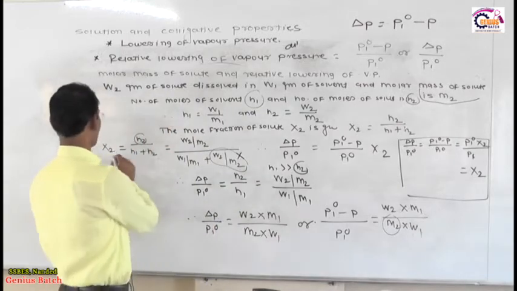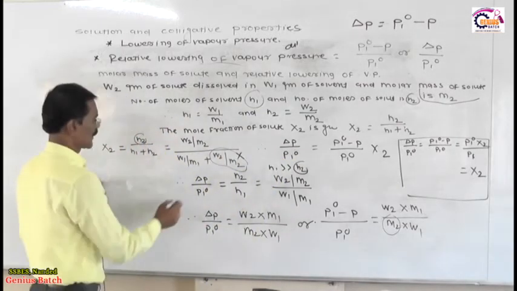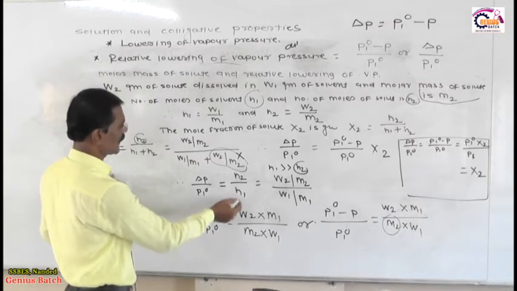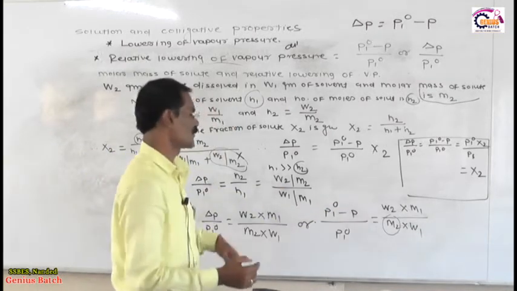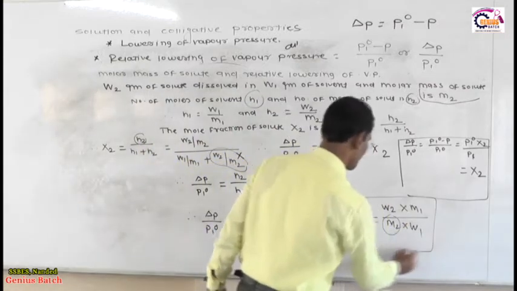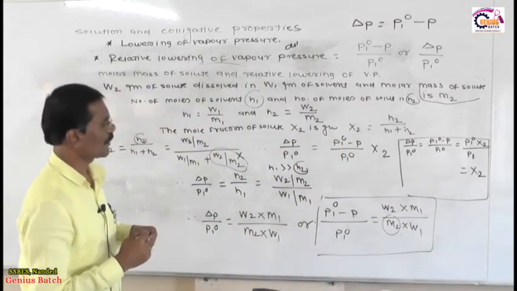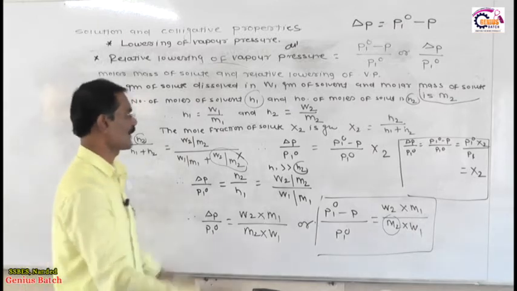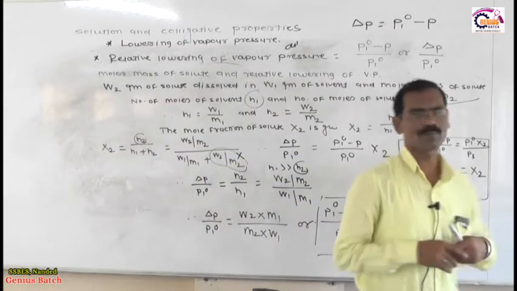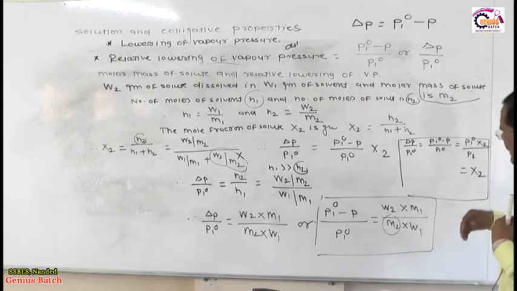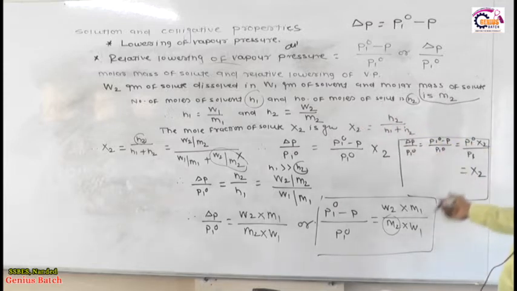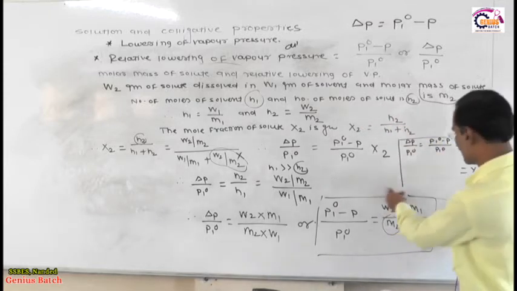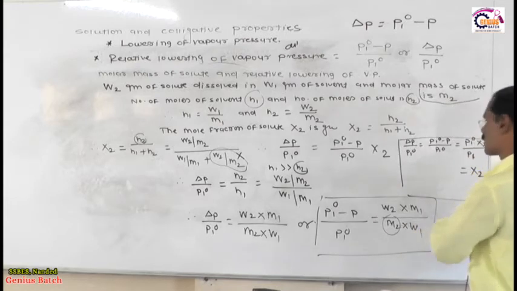Put this value of X2 in this equation, therefore delta P upon P10 is equal to N2 by N1 plus N2. You rearrange this equation. This is called the relation between Raoult's law and lowering of vapor pressure. We can write it this way: the lowering of vapor pressure is equal to X2. And what is X2? X2 is W2 into M1 divided by M2 into W1.